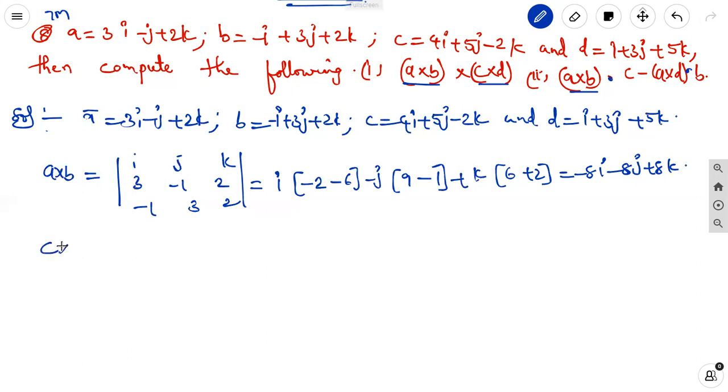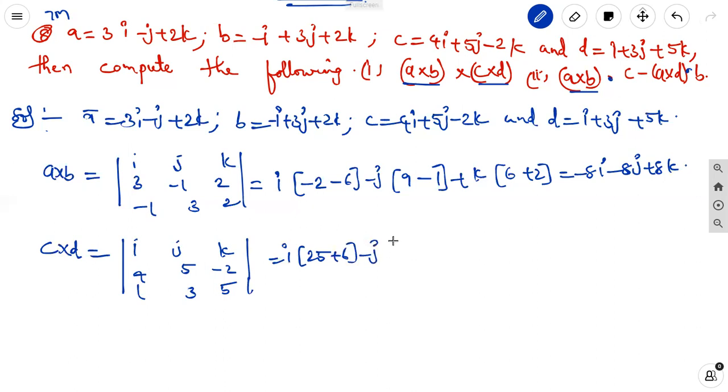Next, to find out the C cross D equal to determinant i, j, k, C is 4, 5, minus 2, and D is 1, 3, 5. This equals i into 25 plus 6, minus j into 5 fours are 20 plus 2, plus k into 4 threes are 12 minus 5, equal to 31i minus 22j plus 7k.